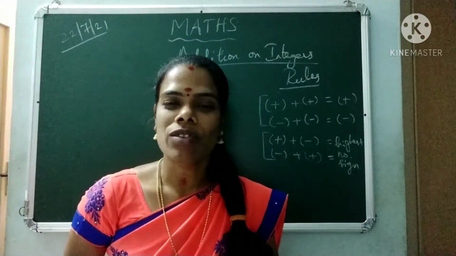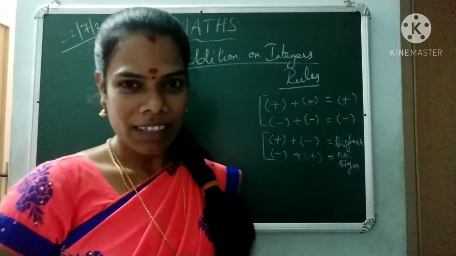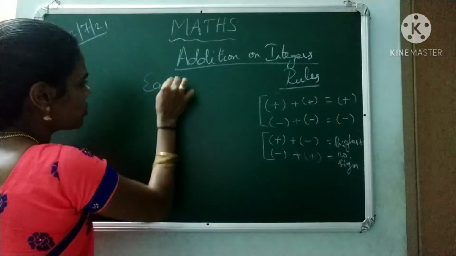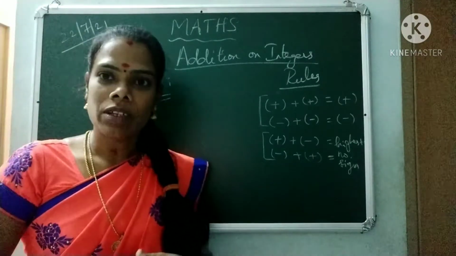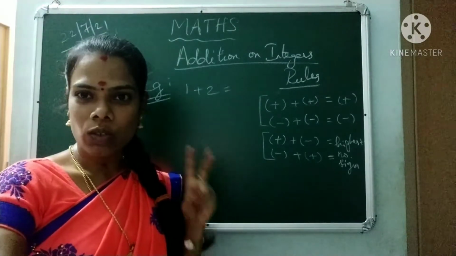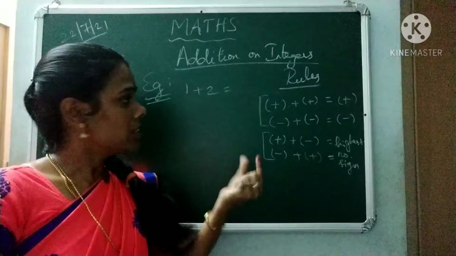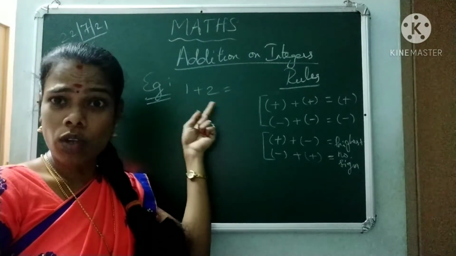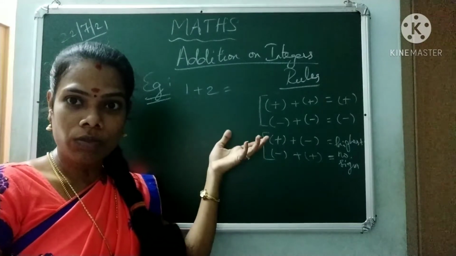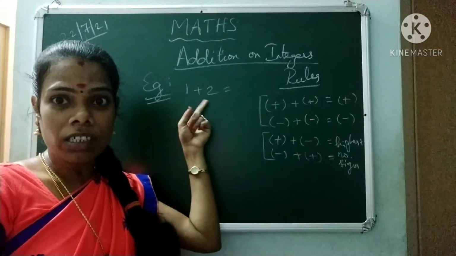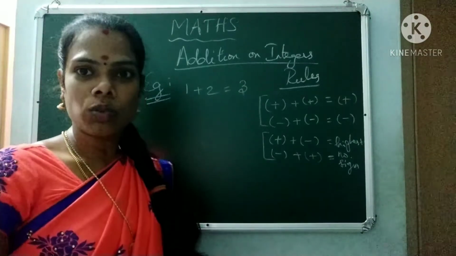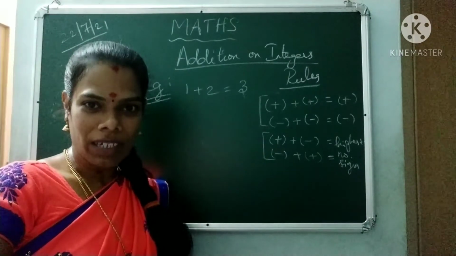Now we are going to look at some examples for addition of integers. Suppose I choose 1 plus 2. I have taken two integers and I am going to add them. First you have to look at the sign of the integers. Both integers are positive. So according to rule 1, your answer is also positive. Just add up 1 plus 2, which is 3, that is positive 3. Clear?